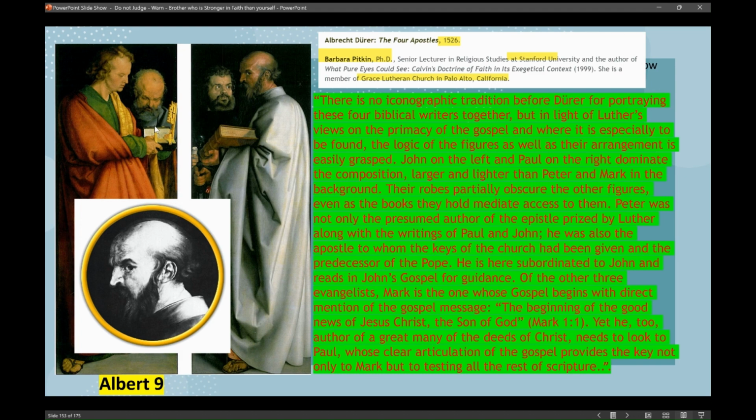Here he is supported. Peter is subordinated to John and reads in John's gospel for guidance. Of the other three evangelists, Mark is the one whose gospel begins with direct mention of the gospel message. Quote, the beginning of the good news of Jesus Christ, the Son of God, Mark 1, verse 1. Yet he too, author of a great many of the deeds of Christ, needs to look to Paul, whose clear articulation of the gospel provides the key not only to Mark, but to testing all the rest of Scripture. So you can see that Mark is looking up to Paul. So that extra height is to say Mark has to look up to somebody else.